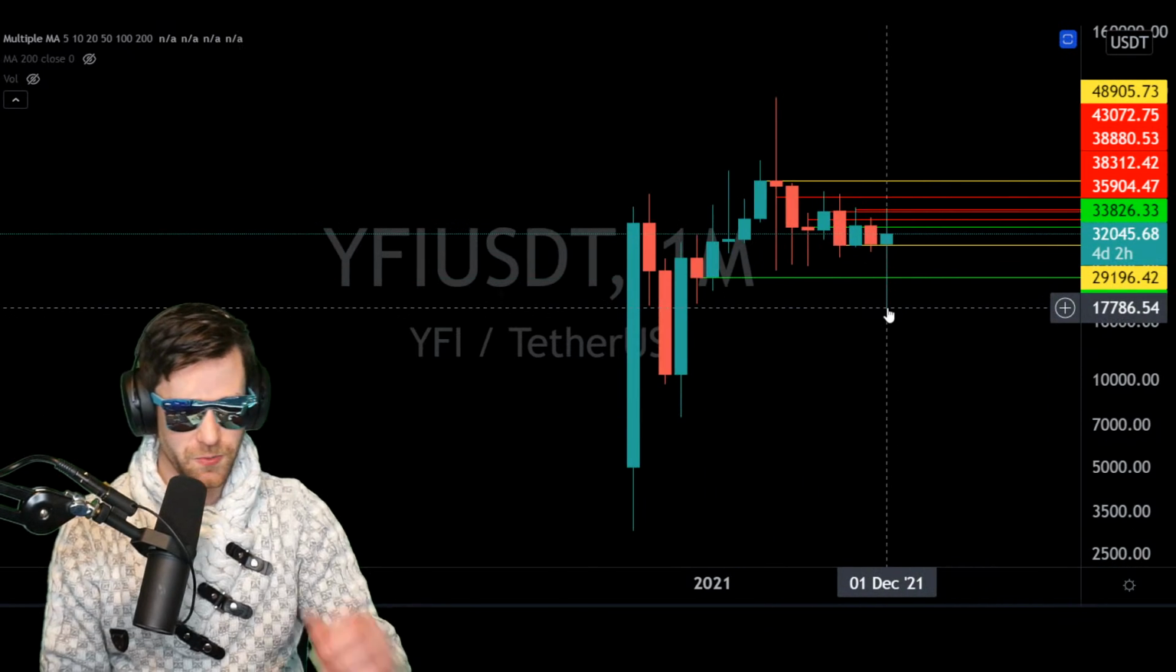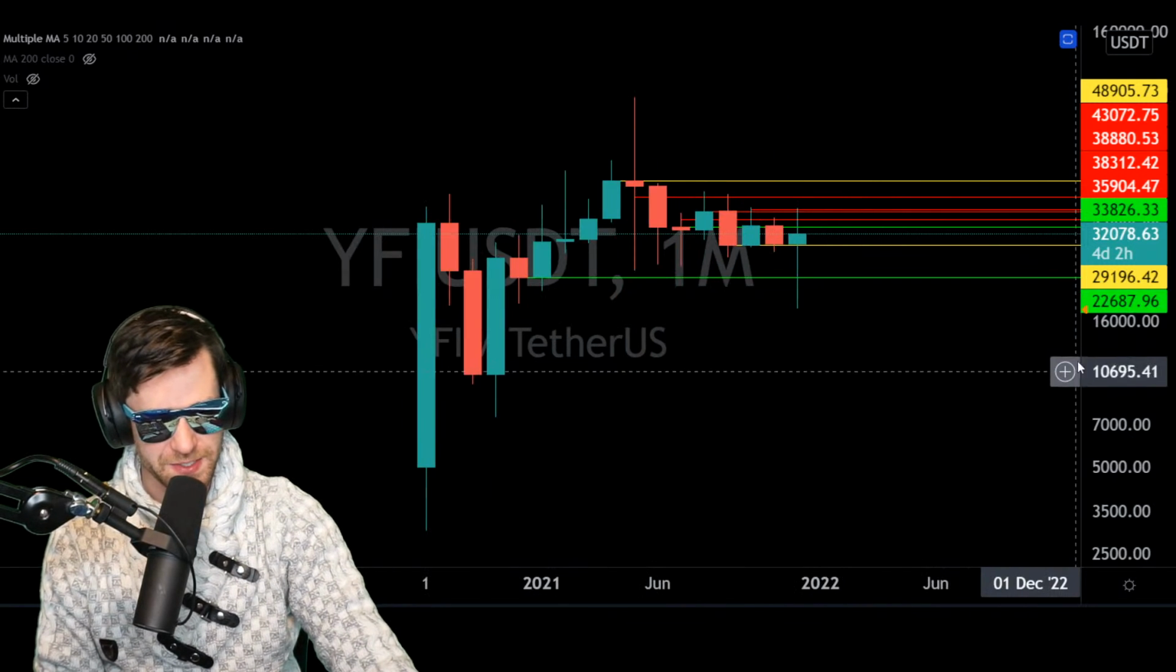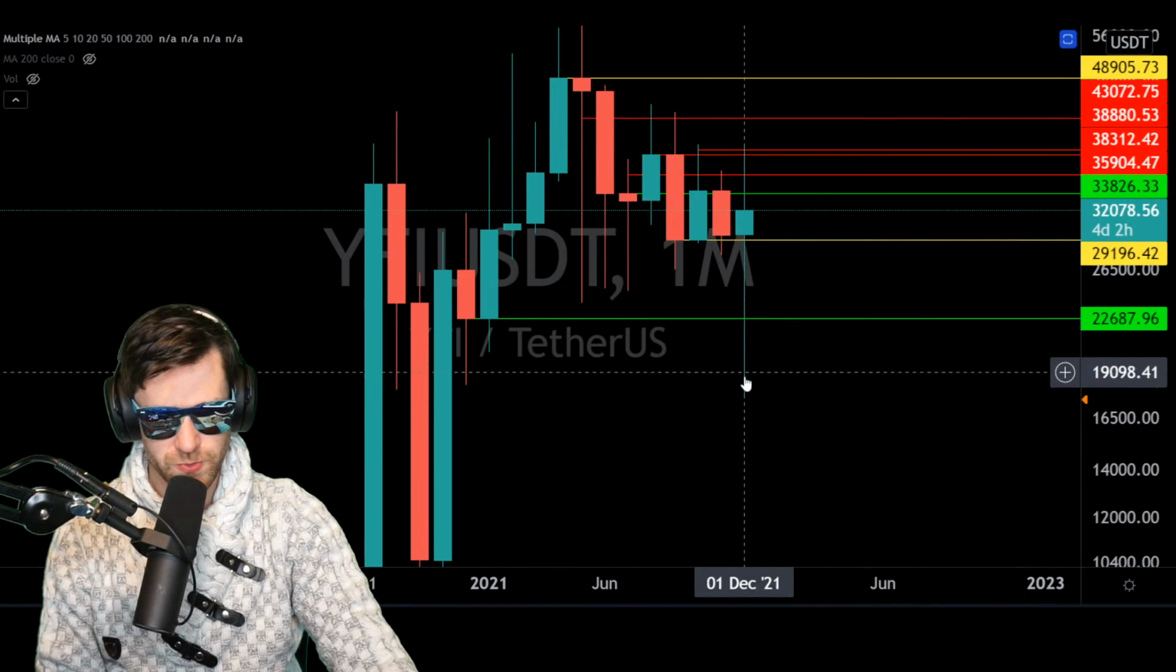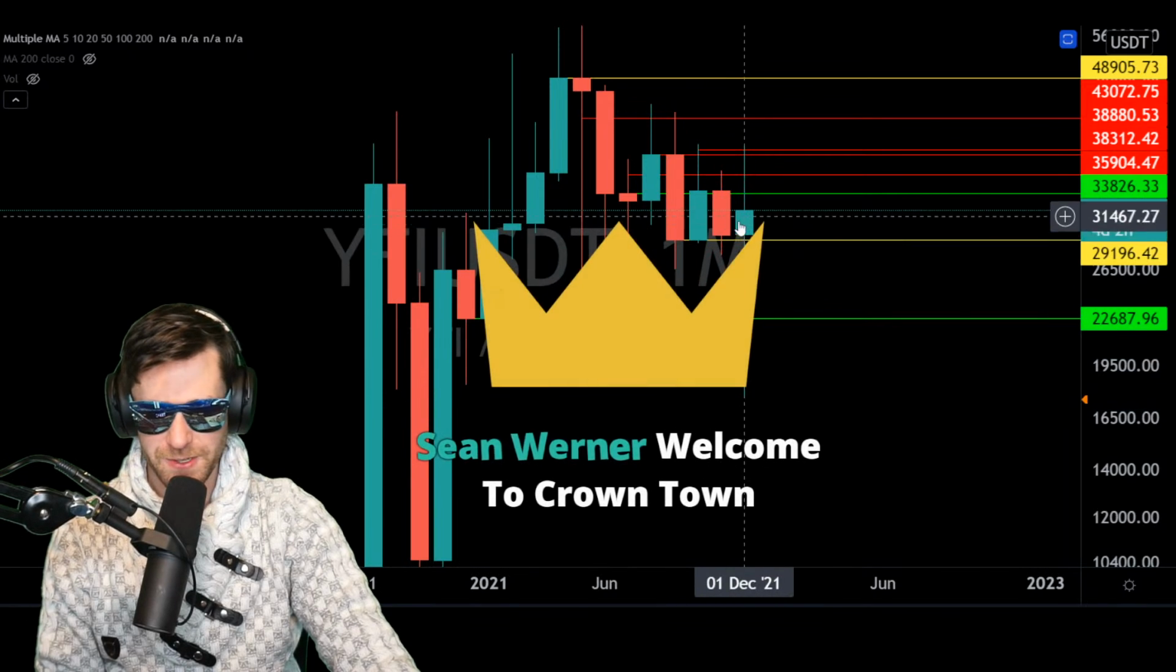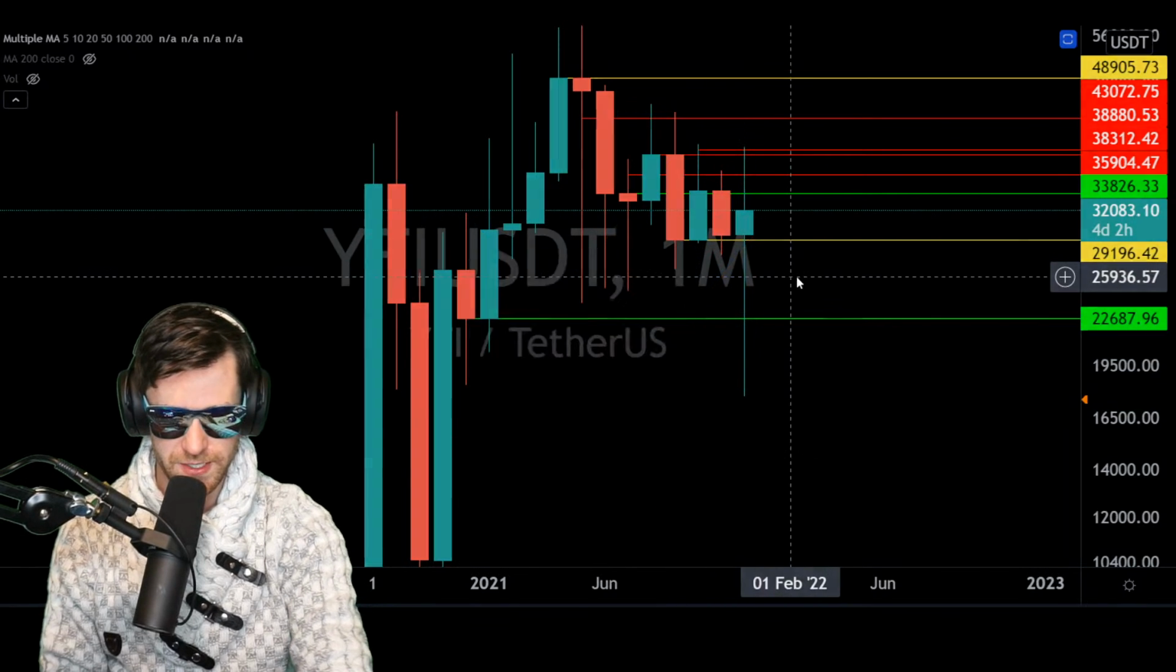What a whip. What a whip, man. This monthly candle traded extremely low. 17.7, and now it's back to green. What a journey. What a whip.